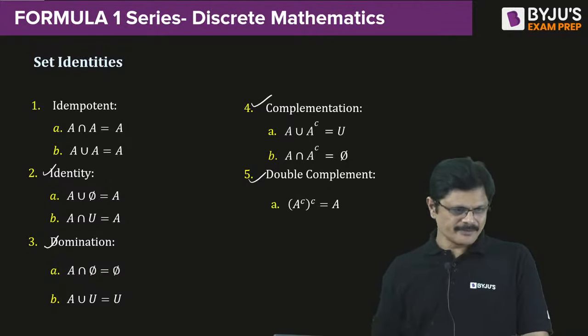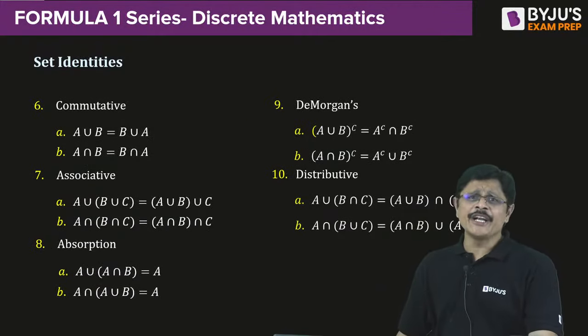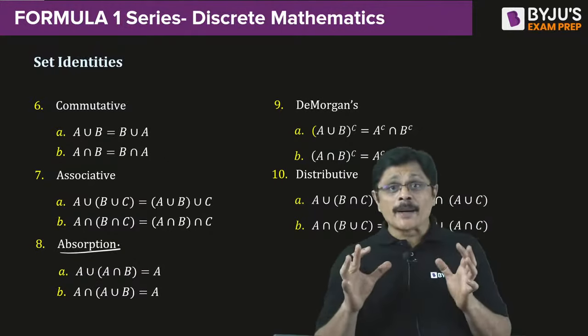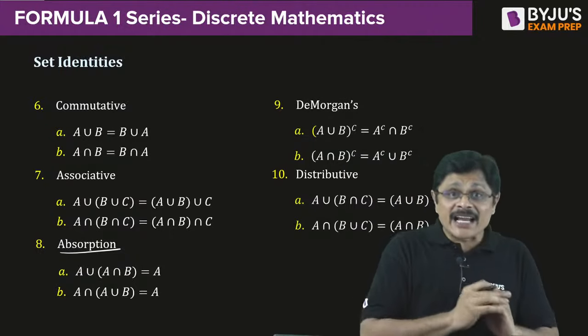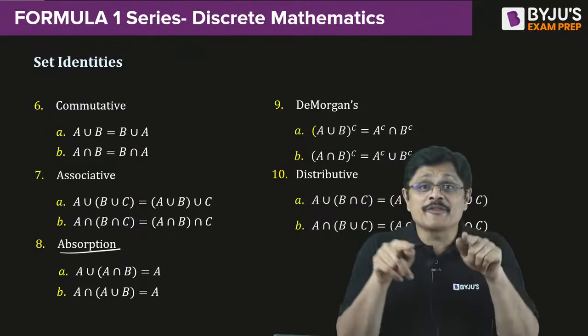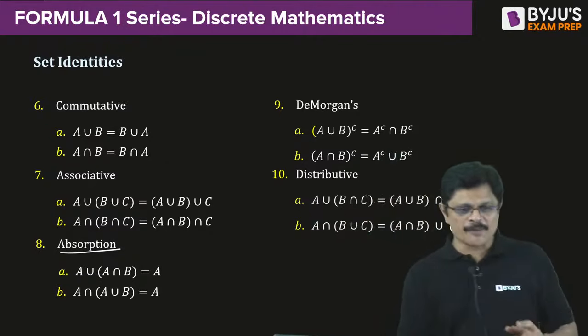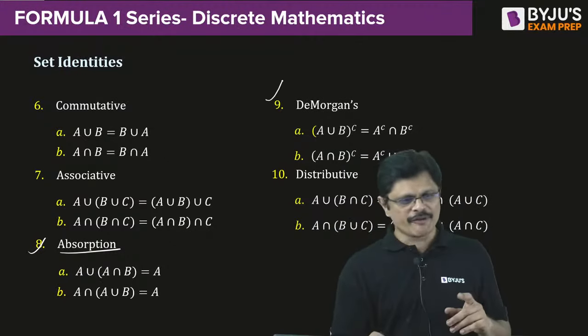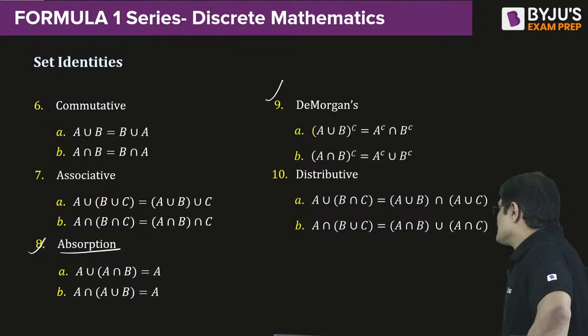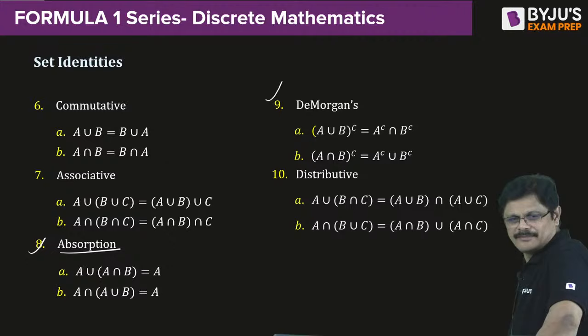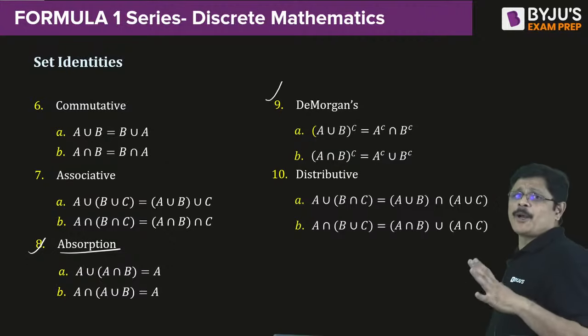Is the idea clear? Then the commutative, associative, absorption. See, this is very dangerous. A absorbs A intersection B, that is, it eats A intersection B with respect to union, and A absorbs A union B with respect to intersection. Absorption is a very interesting property. Of course, the most famous properties are De Morgan's and the distributive properties. These are the 10 important properties we should know.